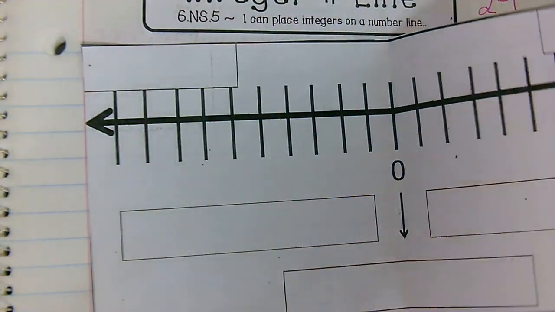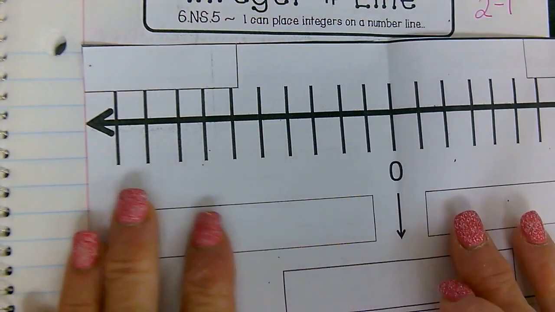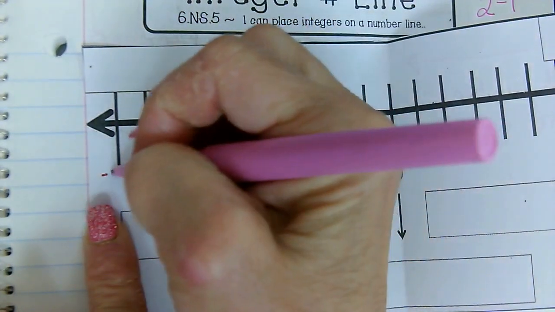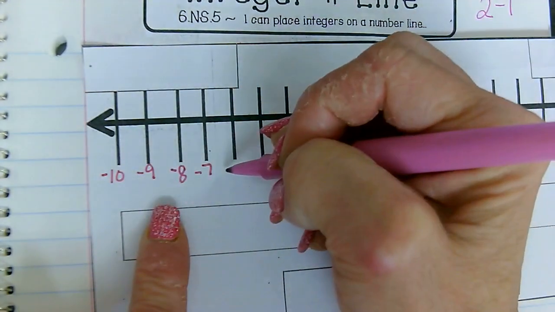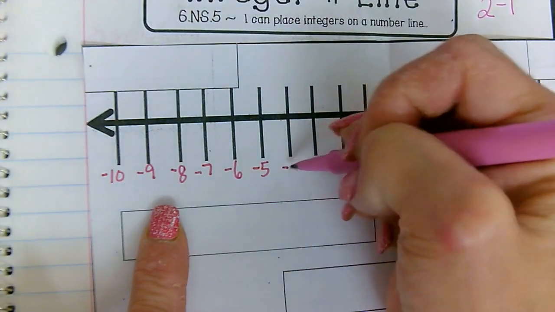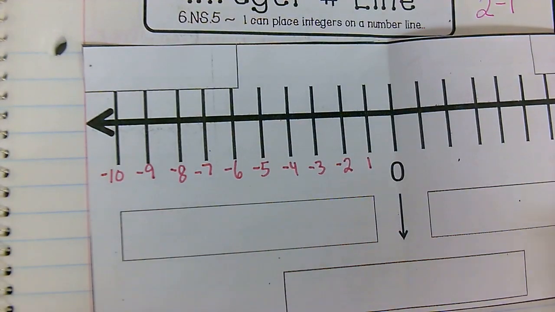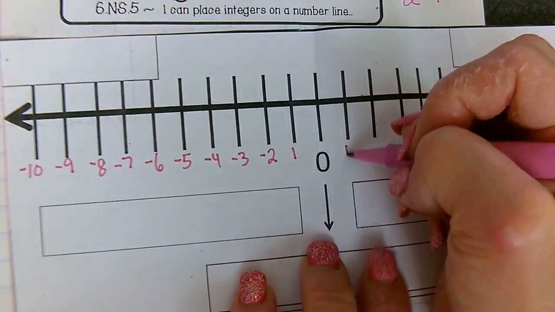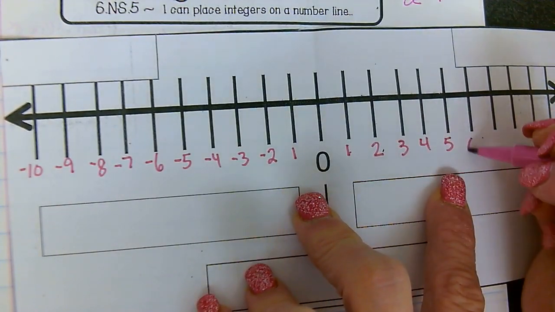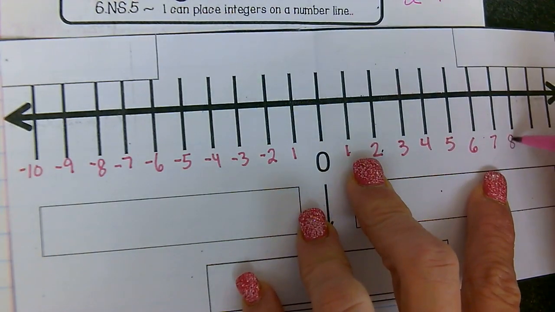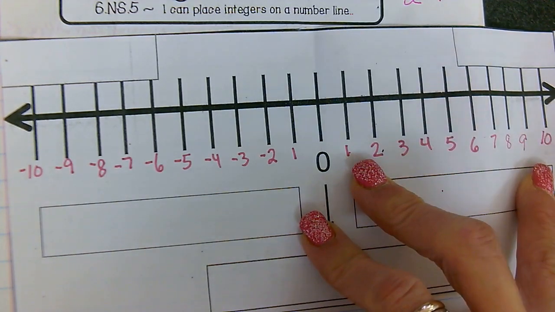So I'm going to open this all the way up, and we're going to label this -10 to +10 on our number line, starting here. -10, -9, -8, -7, -6, -5, -4, -3, -2, and -1. And then on the other side, we're going to label this 1, 2, 3, 4, 5, 6, 7, 8, 9, and over here, 10. Okay?